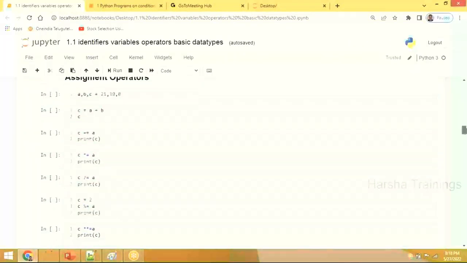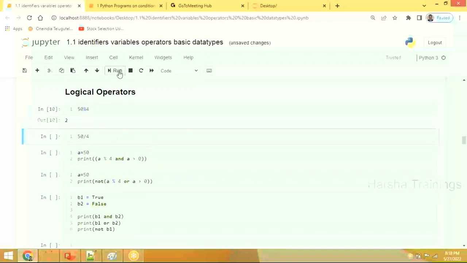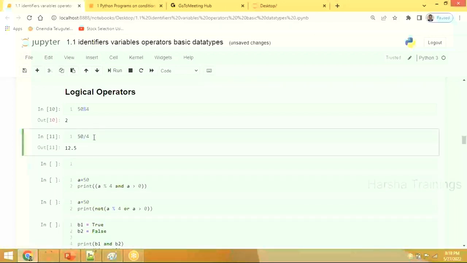Now, let us look at logical operation. You must define what is mod operation. Mod operation always gives remainder, and division operation always gives quotient. For example, if I give 50 double slash 4, what will be your outcome? Is it 12?